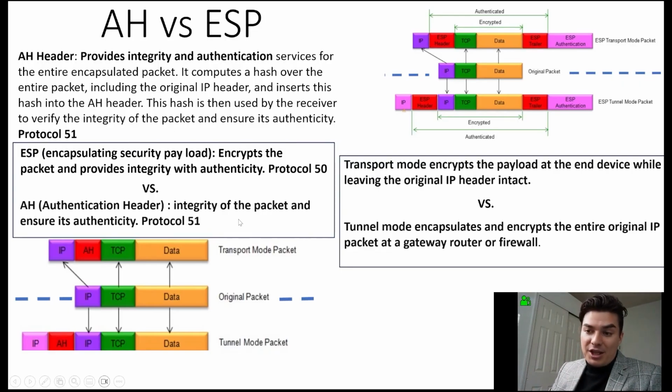So here's how authentication header works. It has the IP address, authentication header, and all of this is in clear text, just like in tunnel mode. So everyone's able to read everything. Now with the ESP mode, in the transport mode, here you have the IP address, and only this portion of the data is encrypted.